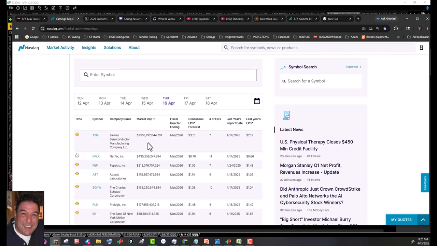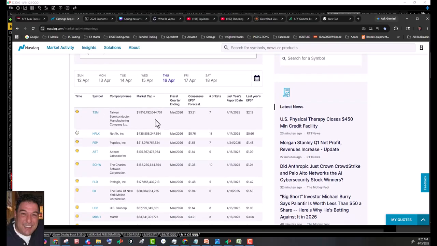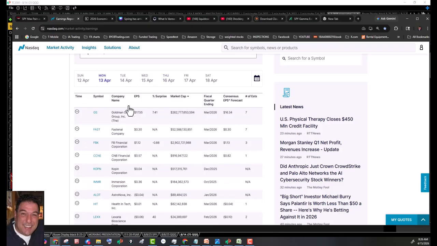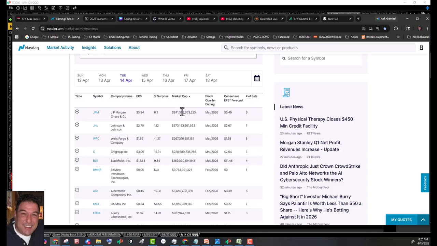Tomorrow for earnings, we got Taiwan Semiconductor. Hey, that's about $2 trillion. That's a whole lot of market cap. There's a lot of stocks that wish they had $2 trillion in market cap. So that's probably going to be a market mover. That's probably going to be a headliner for this week, along with, of course, some big boys that reported earlier. Goldman Sachs reported Monday. Tuesday we had J.P. Morgan Chase. That's three quarters of a trillion there, or better than three quarters.